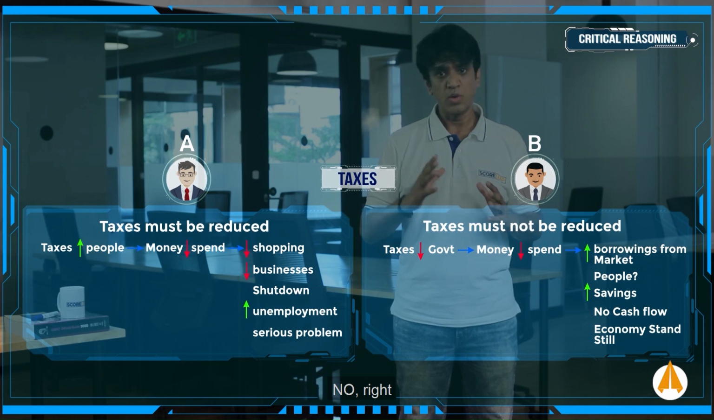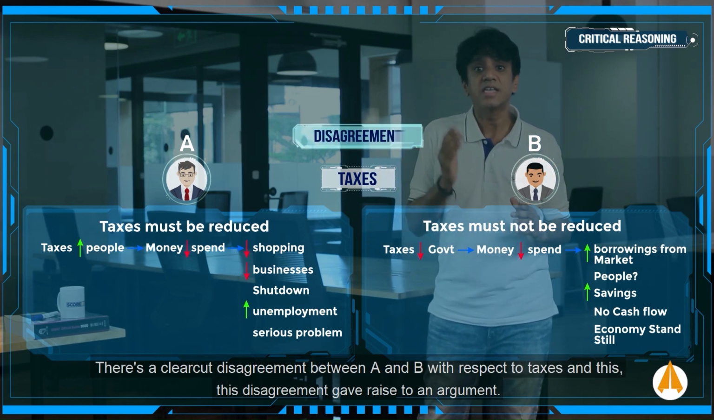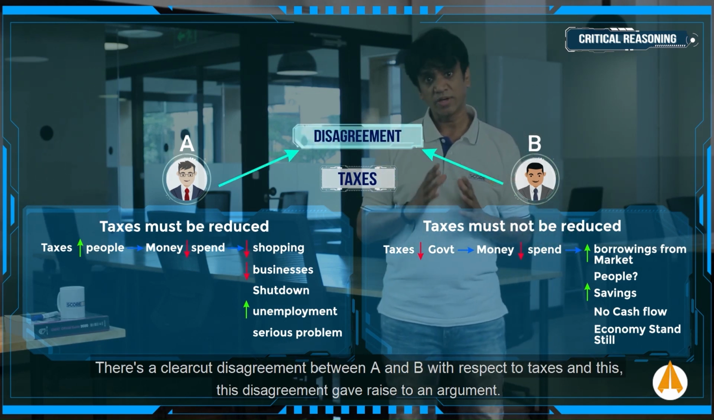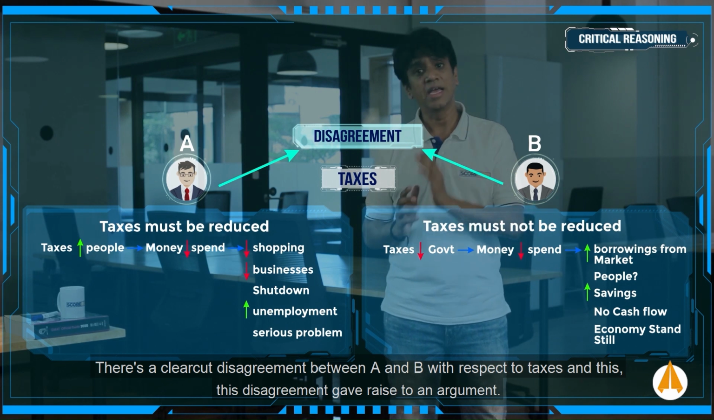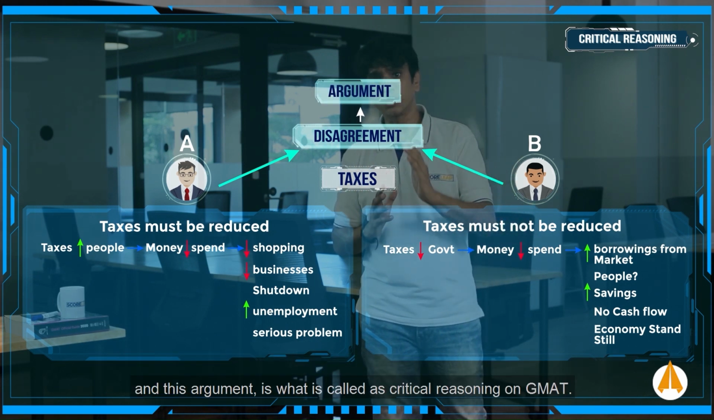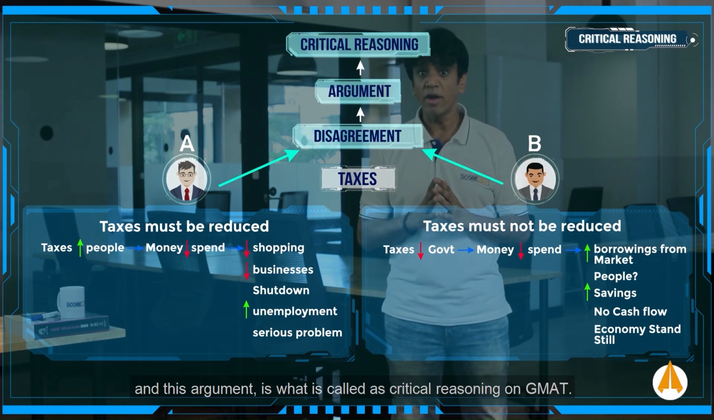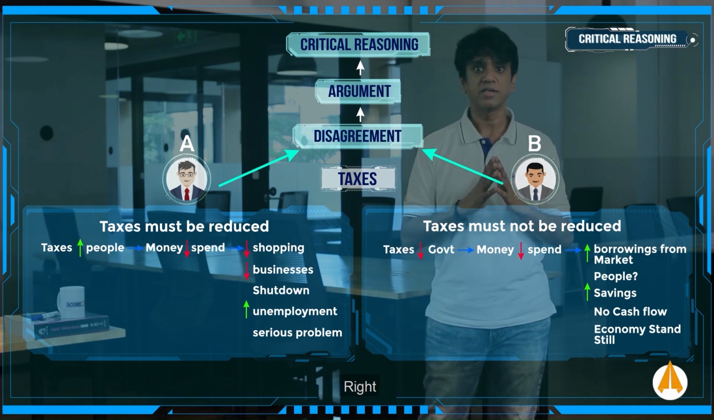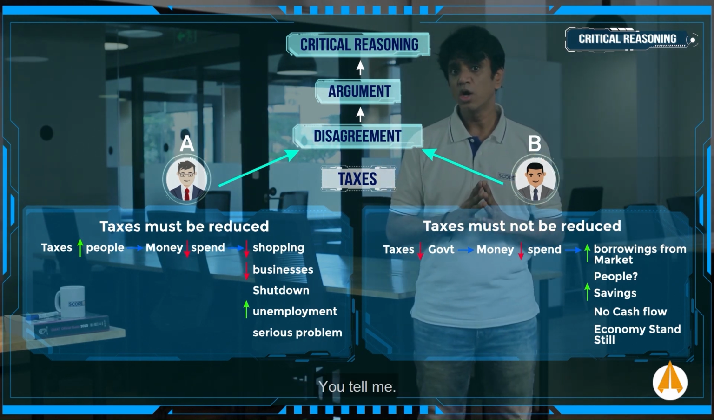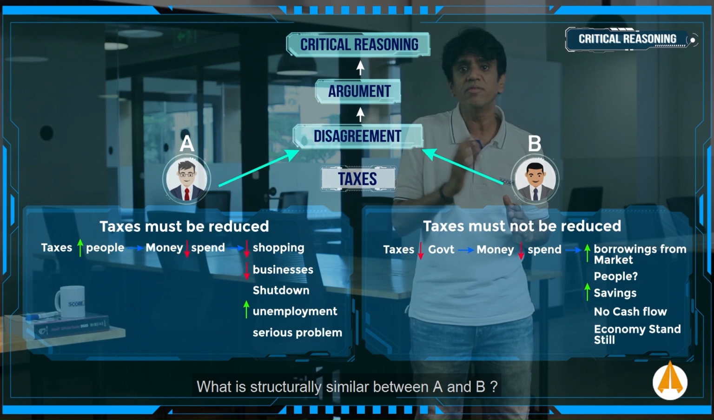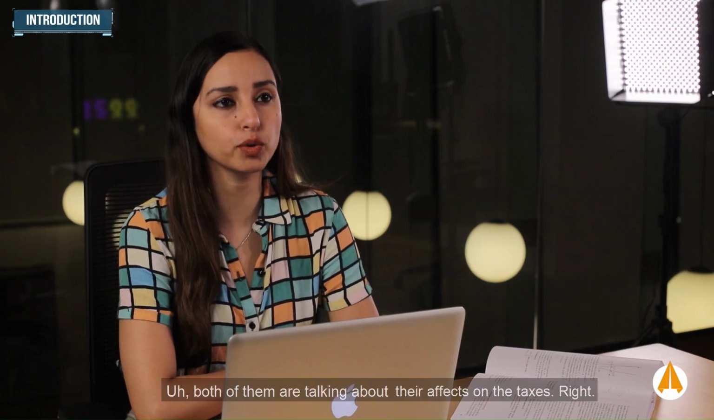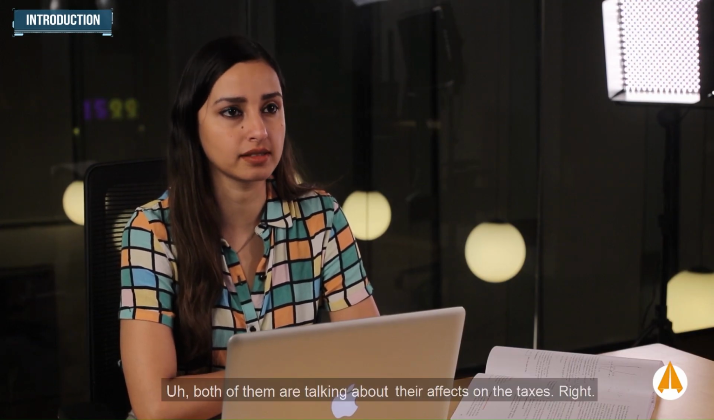Now you tell me, is there an agreement between A and B with respect to taxes? No, right? There is a clear-cut disagreement between A and B with respect to taxes, and this disagreement gave rise to an argument, and this argument is what is called critical reasoning on GMAT. Now, you tell me, what is structurally similar between A and B? Both of them are talking about the effects on taxes.